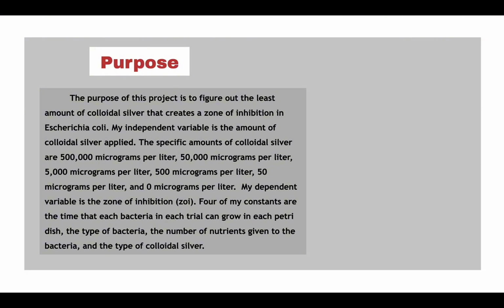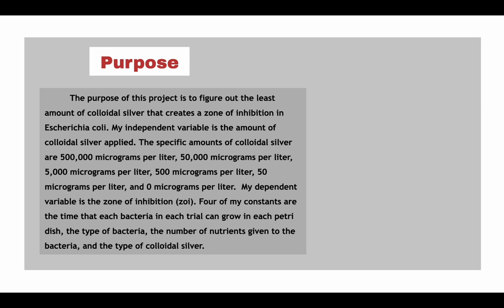Purpose. The purpose of this project is to figure out the least amount of colloidal silver that creates a zone of inhibition in E. coli. My independent variable is the amount of colloidal silver applied. The specific amounts of colloidal silver are 500,000 micrograms per liter, 50,000 micrograms per liter, 5,000 micrograms per liter, 500 micrograms per liter, 50 micrograms per liter, and 0 micrograms per liter. My dependent variable is the zone of inhibition.